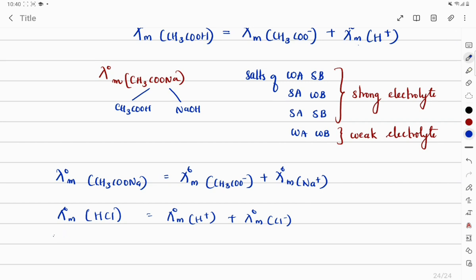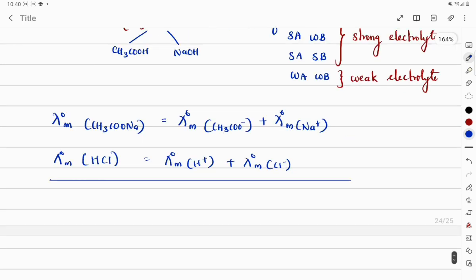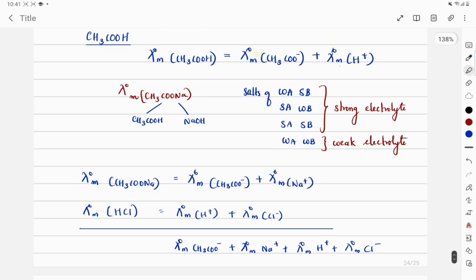If I add both of these, I'll have lambda 0m of CH3COO minus plus lambda 0m of Na plus lambda 0m of H plus lambda 0m of Cl minus. Now if I look carefully, to get both of these, that is CH3COO minus and H plus, that is obviously present here, and H plus. But from that I actually should subtract these two terms. These two terms are actually unwanted here, so I have to take them away.